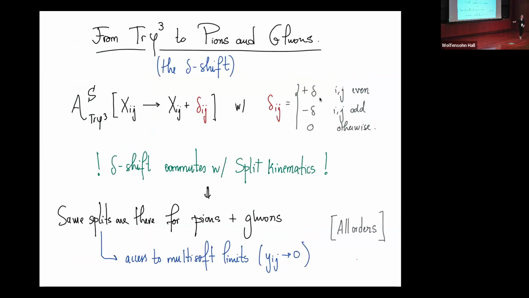Well, all that I told you about is about the stringy trace phi cube theory, but very nicely we can actually generalize these statements for pions and gluons by just using this delta shift that I told you about. This relies on a very special feature of the delta shift, which is that it is compatible with all the split kinematic constraints imposing to go on this split locus. We've proven that this is the case, and so all the splits that I just told you about also hold for pions and gluons, and crucially let us access multi-soft limits for both of these theories.